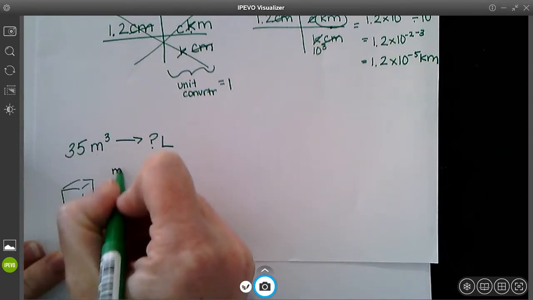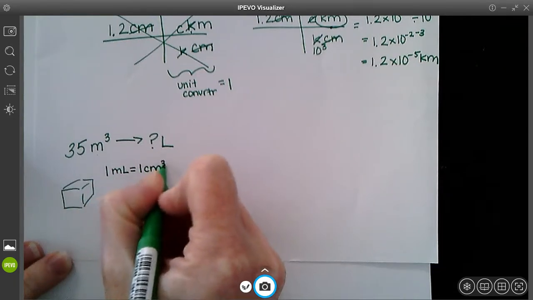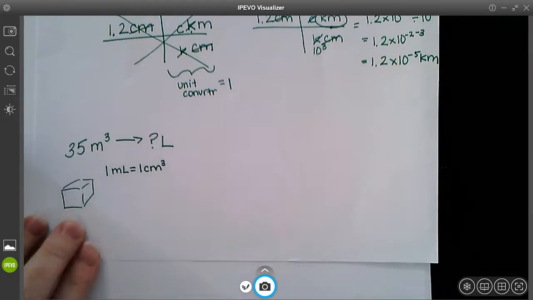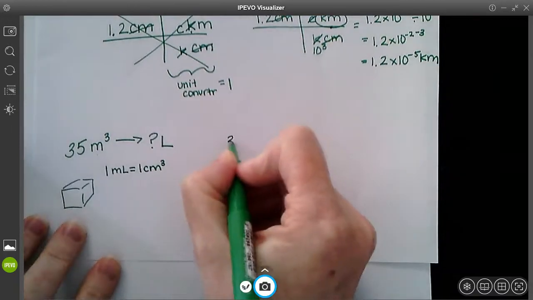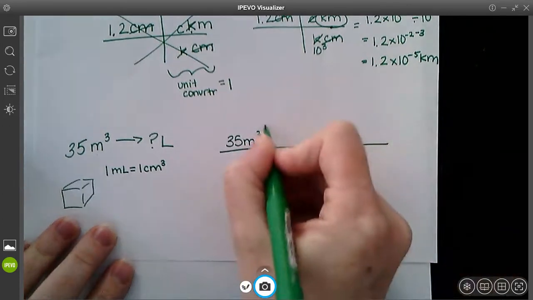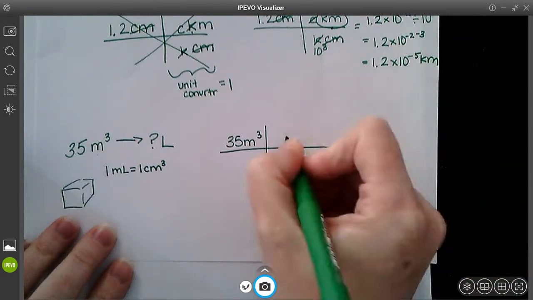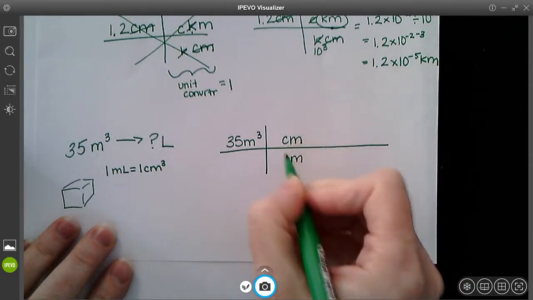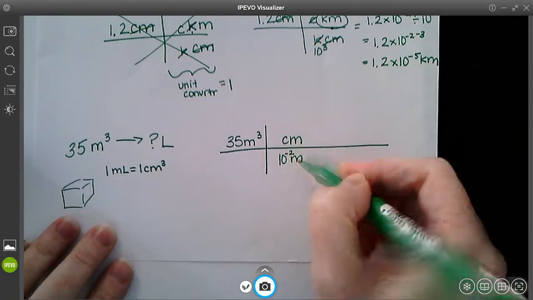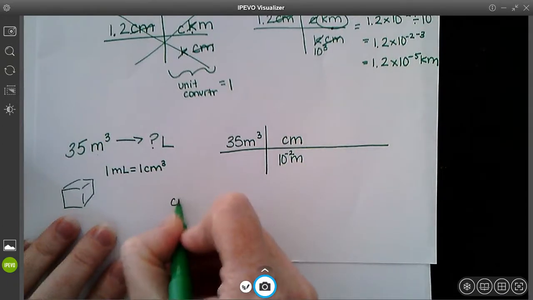One thing we need to know to convert between these two is that 1 milliliter is equal to 1 cubic centimeter. So if we want to go from meters cubed, we need to get to centimeters cubed, to get to milliliters, to get to liters. So I'll show you how to do it. We have 35 meters cubed, and then we start our conversions. I know I can go from meters to centimeters because centi is 10 to the negative 2, so this is technically centimeters over meters. But these aren't cubed. This won't work.